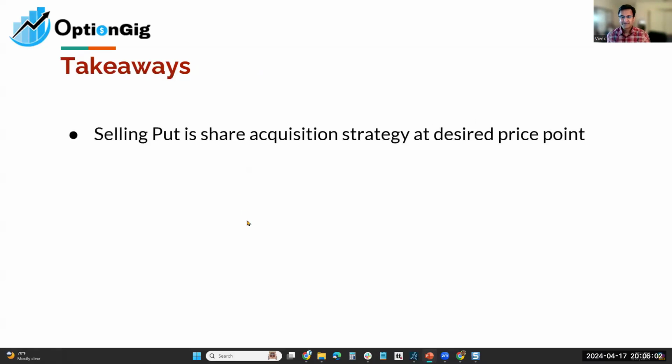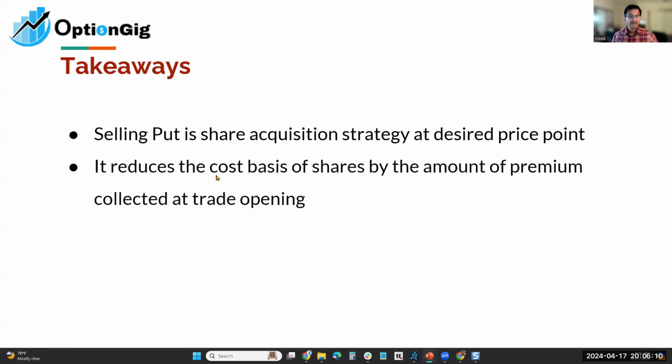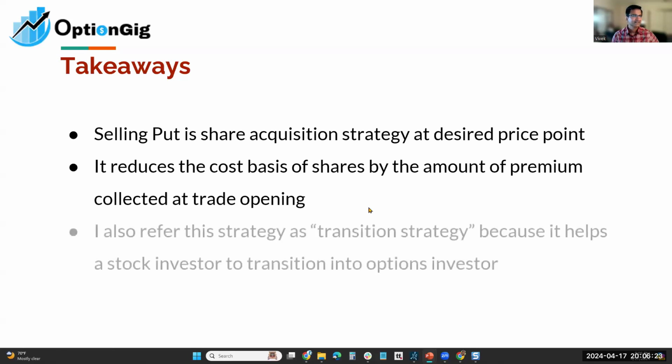So takeaways, selling a put is an acquisition strategy at a desired price point. It reduces the cost basis of owning the share by the amount of premium, right? I got $2 as a premium, hence my cost basis of owning the PayPal share is now 58.